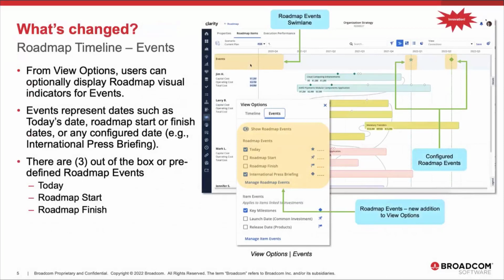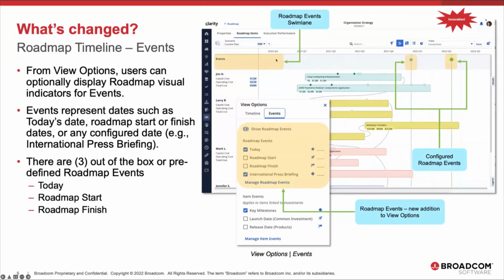Roadmap events. View options. From the view options area, users can optionally display roadmap indicators for events. Events represent dates such as today's date, roadmap start or finish, all three of which are out of the box events that are pre-configured, or any other configured date, such as, here's an example, an international press briefing. Over on the right-hand side here, you can see some events that have been configured for today and this international press briefing that I was referring to.